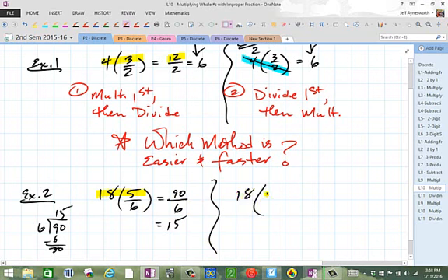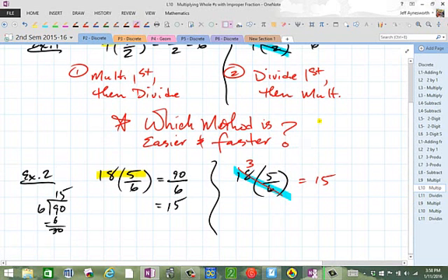Well, how about this? Let's try the different way. Let's divide first. Let's divide right here. 18 divided by 6 is 3. 3 times 5. Now, which method is easier and faster? Multiplying first or dividing first? Hopefully you pick the second method here. Dividing first is always faster if it's possible.